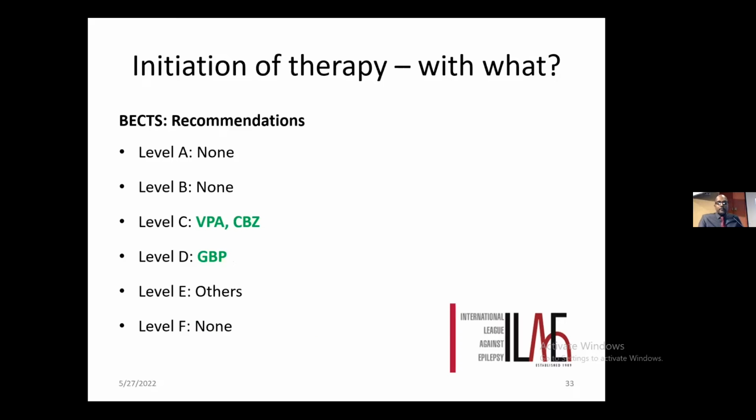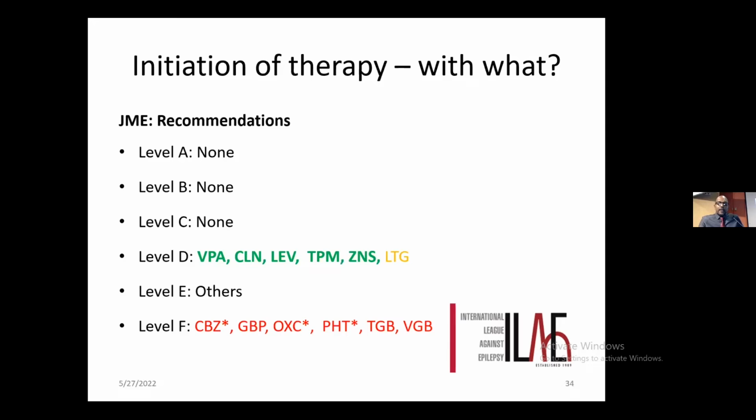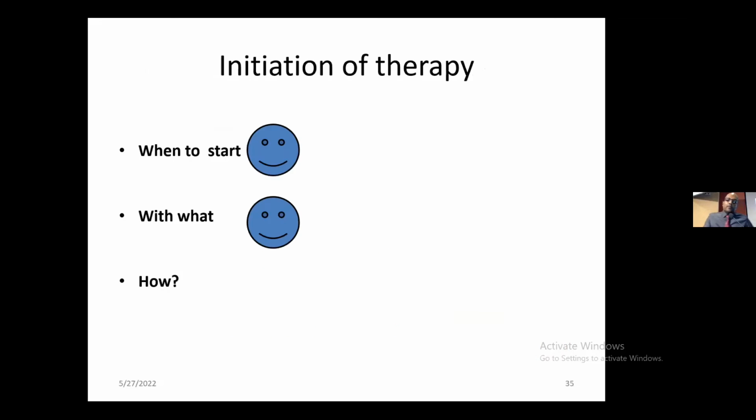Rolandic epilepsy, again, valproate and carbamazepine, and they have mentioned gabapentin as well, which, of course, we hardly ever use. Juvenile myoclonic epilepsy, valproate, levetiracetam, maybe topiramate, clonazepam, and all the medications which are in red, that is carbamazepine, oxcarb, phenytoin, and maybe vigabatrin would precipitate your juvenile myoclonic epilepsy.